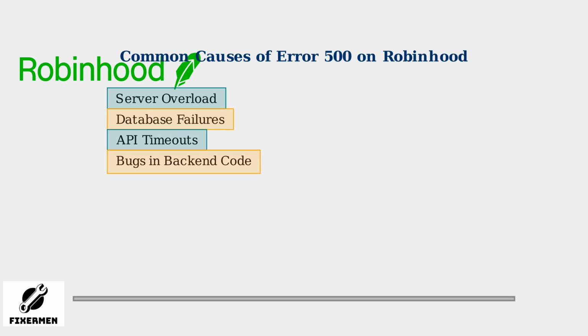Database failures happen when the systems storing user and market data encounter issues. API timeouts occur when connections to external data providers take too long. Bugs in backend code are programming errors that cause unexpected behavior.